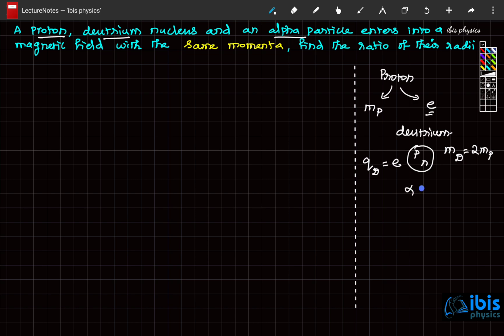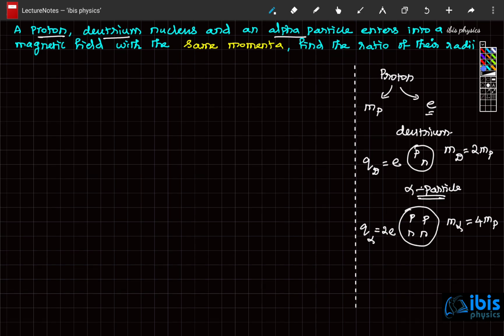Then the alpha particle. What is an alpha particle? The alpha particle is the nucleus of the helium atom, so there will be 2 protons and 2 neutrons. The mass of the alpha particle is almost 4 times the mass of the proton, because proton and neutron have almost the same mass. The charge of the alpha particle is equal to that of 2 protons. So 1 proton we took here to be E, so 2 protons, it is 2E. These are the important facts about these charges.